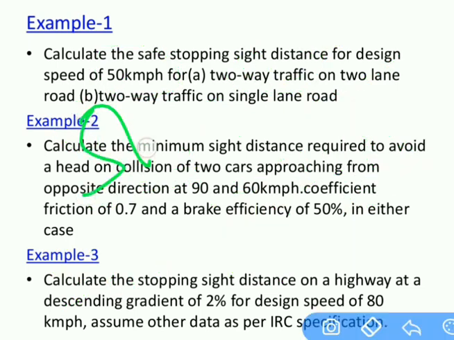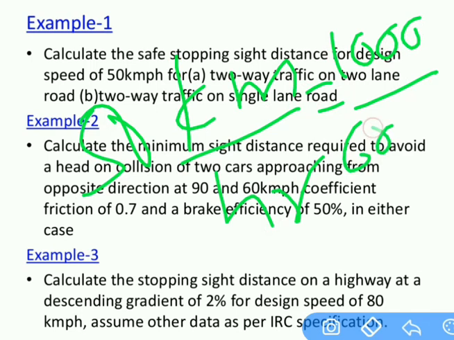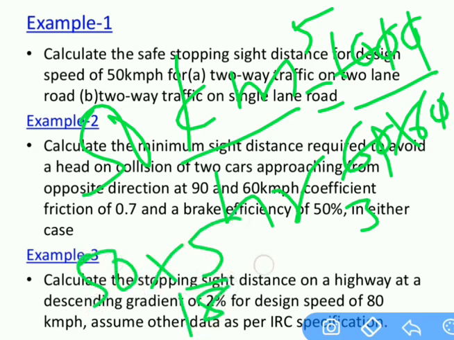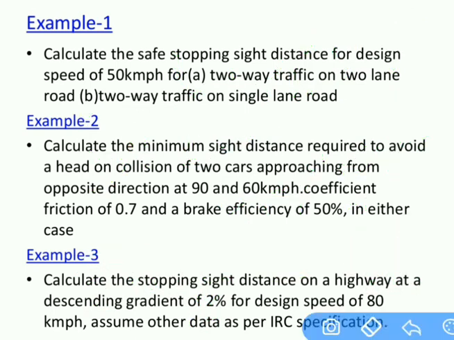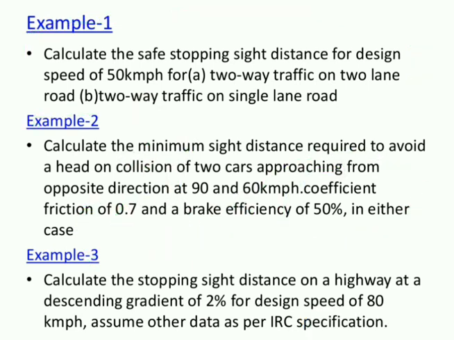See here, 50 kmph, kilometer per hour. 1 kilometer is equal to 1000 meters, and 1 hour is equal to 60 into 60. The zeros get cancelled. So 2 fives are 10, 2 threes are 6, 3 sixes are 18. So 5 by 18 means 50 into 5 by 18 gives the value in meter per second. Substitute all the values, then you will get the SSD value. Clear?